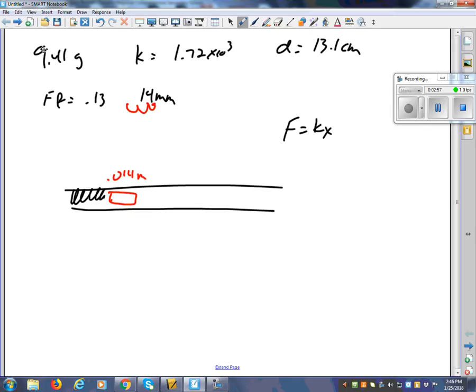The spring has potential energy. Okay, and many people got this. US equals 1/2 kx squared. What's US again? Potential spring energy. So 1/2 of 1.72 times 10 to the 3 times the distance. Now, which distance are we talking about? The 14 millimeters, which must be in meters. So that's 0.014 meters, right?